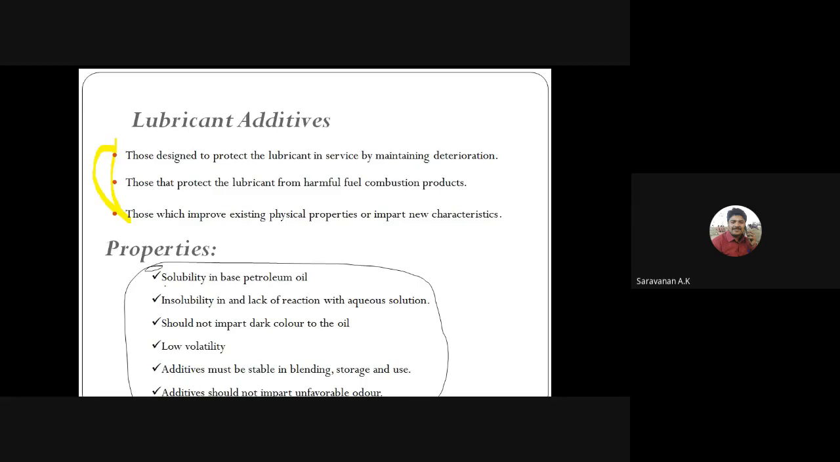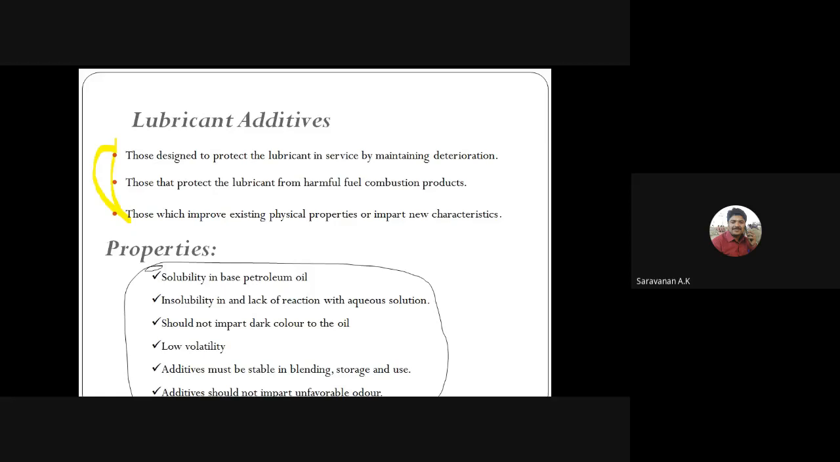It will have some low volatility. Additives must be stable in blending, storage, and usage. Then the additive should not impact the favorable odor. So depending upon these properties, the lubricant characteristics may be improved by adding the additives in the lubricating oil.